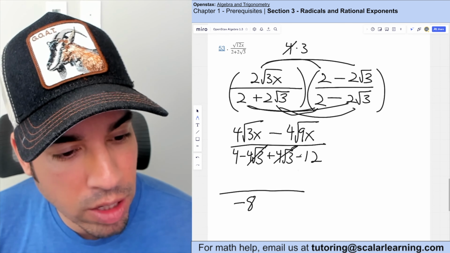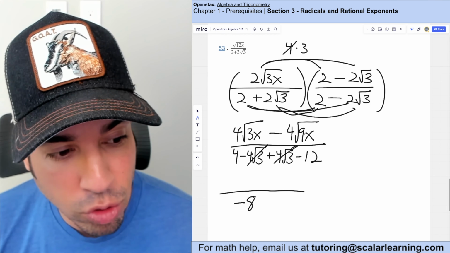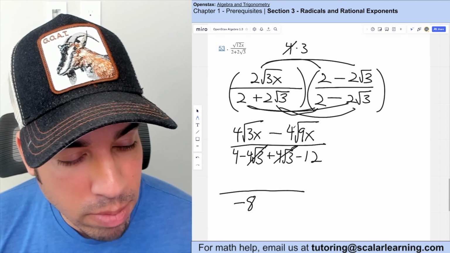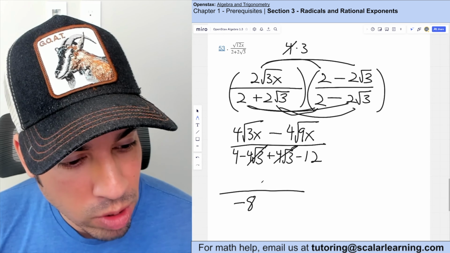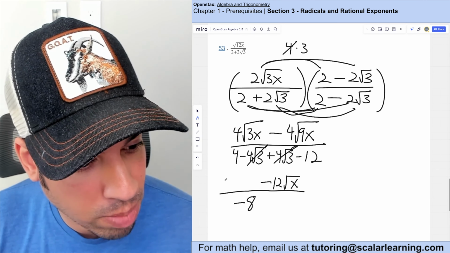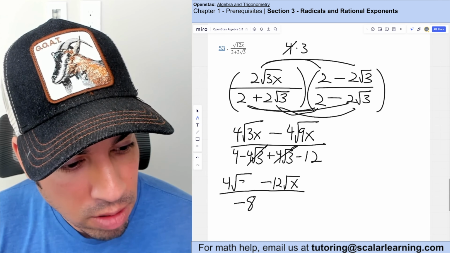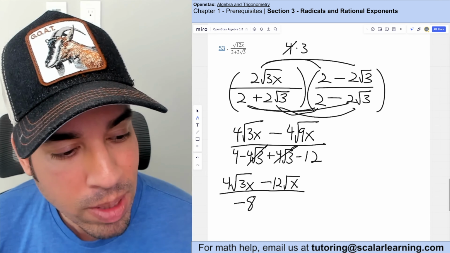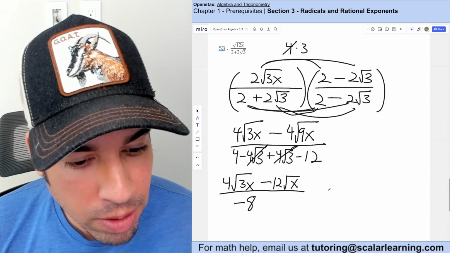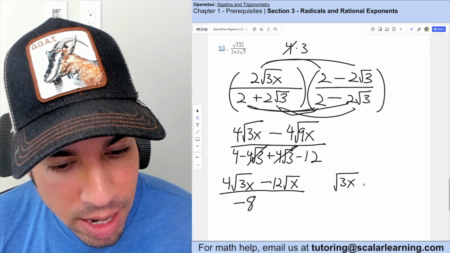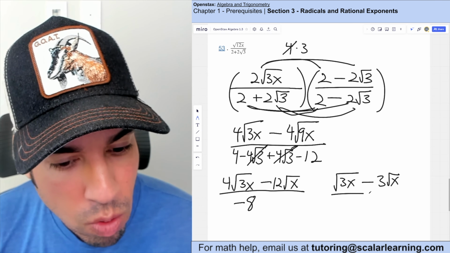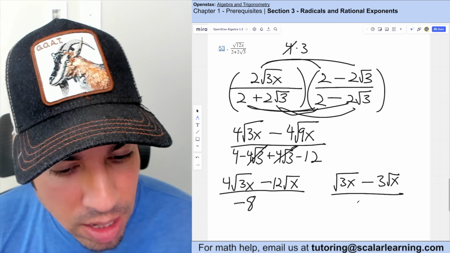Now, on the numerator, I can simplify this part because I have a perfect square in that 9. The square root of 9 is 3. So I can take a 3 out, and remember, it's going to multiply that 4. So 3 times 4 is 12 rad x. And over here, we cannot simplify that, so that's 4 rad 3x. Last but not least, if you recognize all the coefficients, they're divisible by 4. So dividing them all by 4, I get square root of 3x minus 12 divided by 4 is 3 rad x, over negative 8 divided by 4 is negative 2.